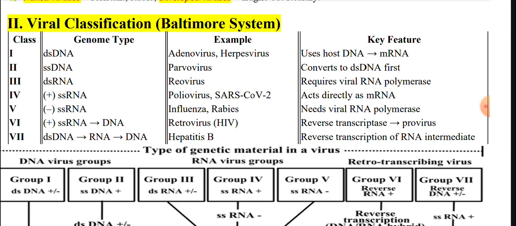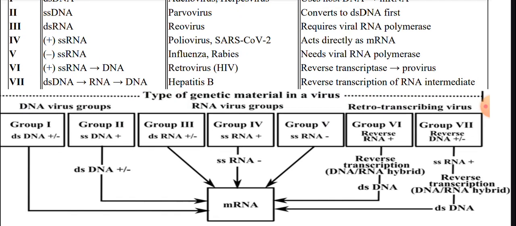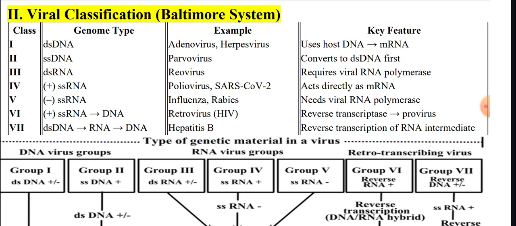Okay, 7 paths to making protein instructions. Let's walk through them. Class I are the dsDNA viruses, double-stranded DNA. Examples are adenovirus, herpes viruses. These guys are pretty conventional.